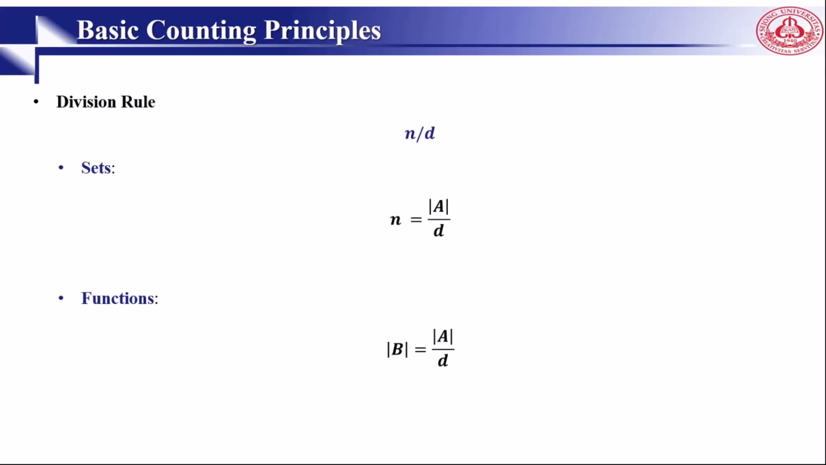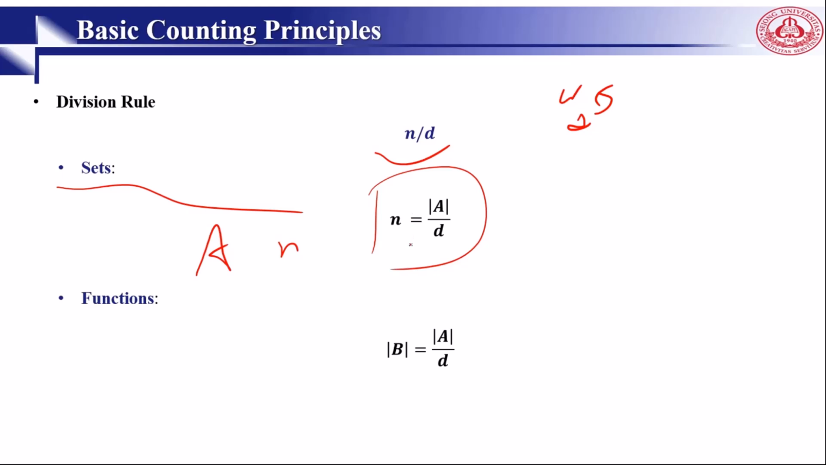The next one is the division rule. There are n divided by d ways to do a task if it can be done using a procedure that can be carried out in n ways, and for every way w, exactly d of the n ways correspond to it. We can restate this in terms of sets. If the finite set A is the union of n pairwise disjoint subsets, each with d elements, then n is the size of A divided by d.